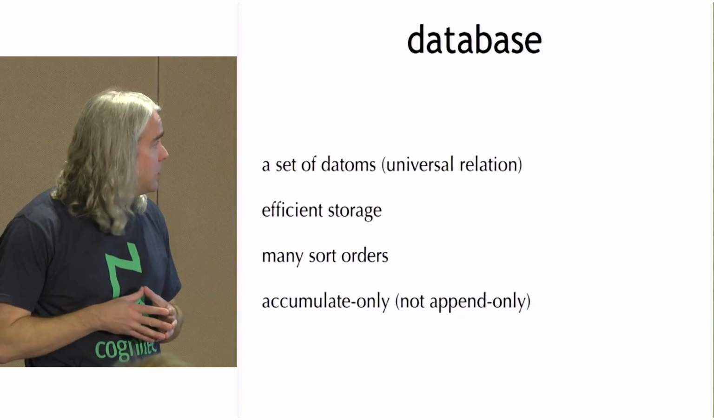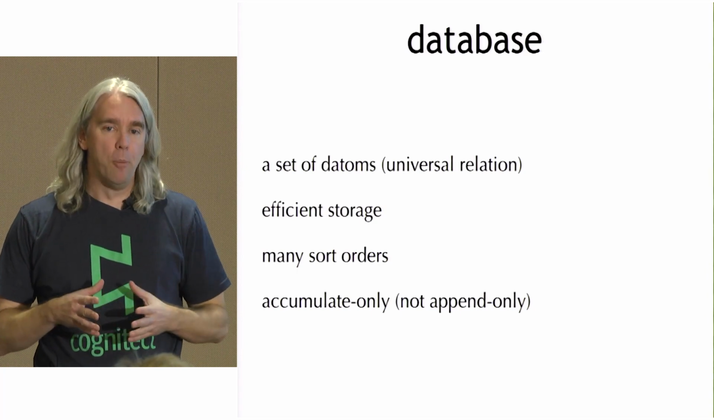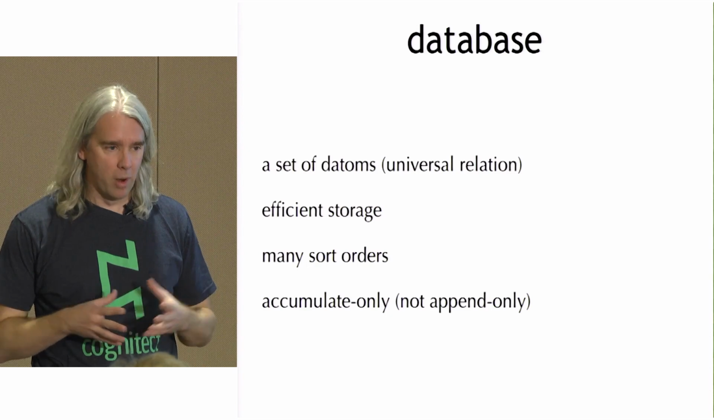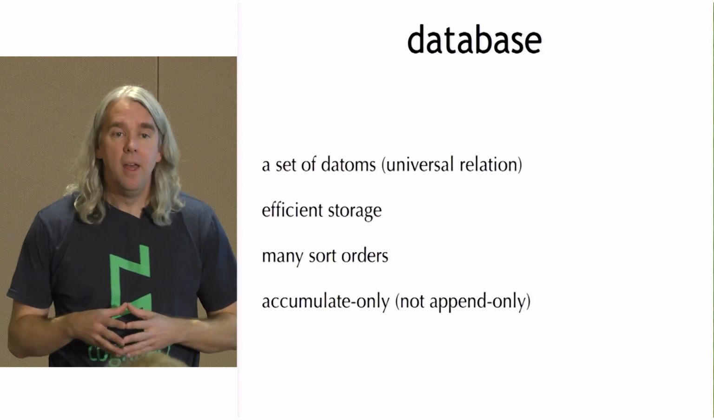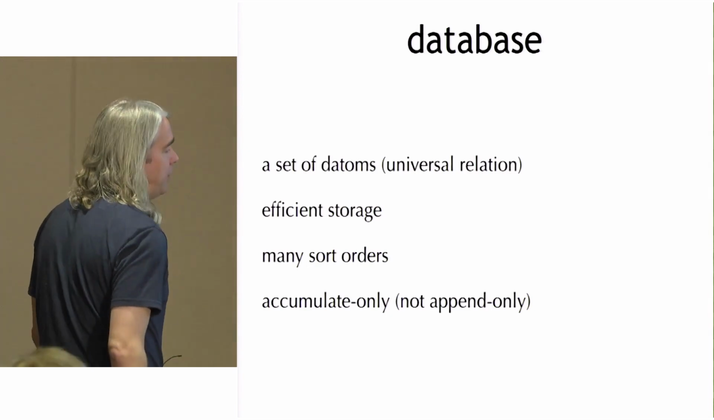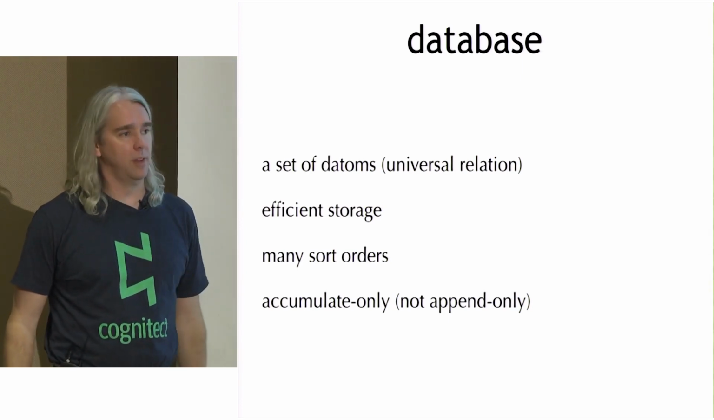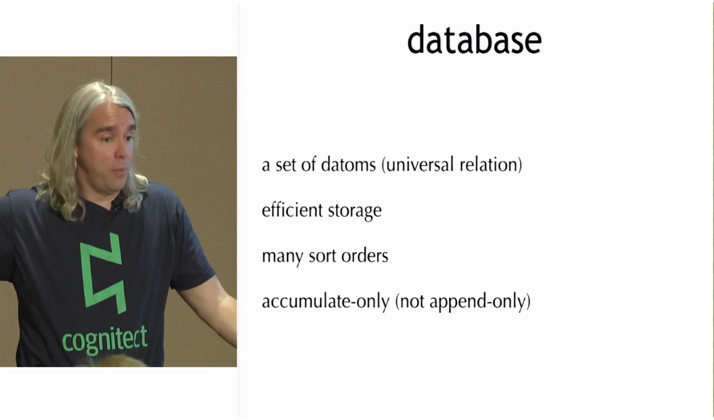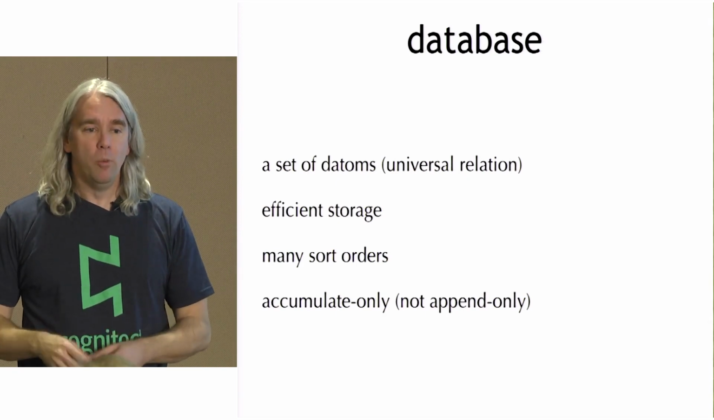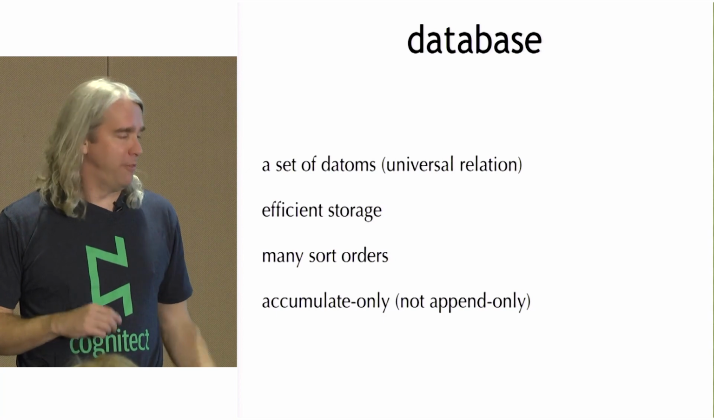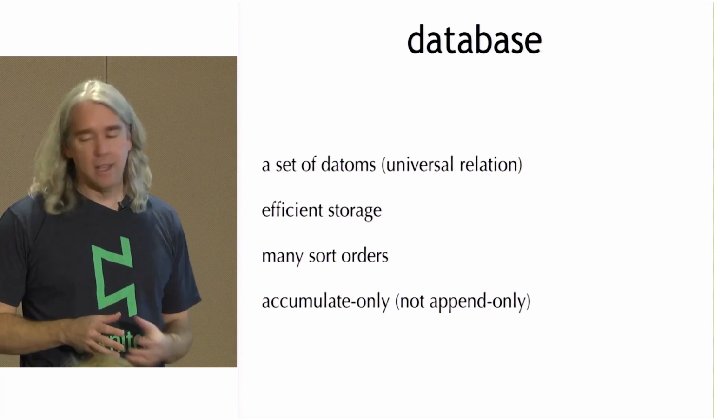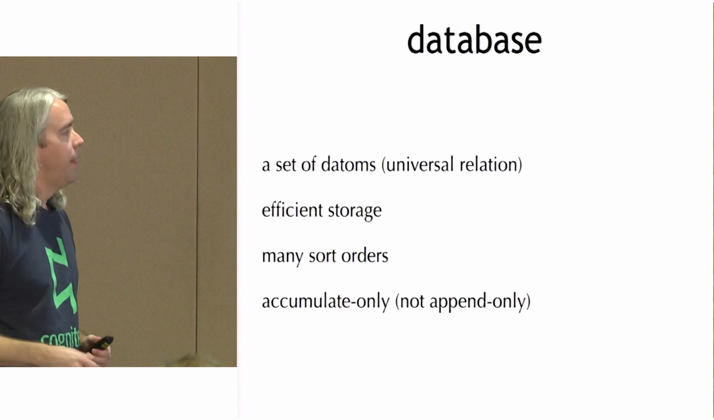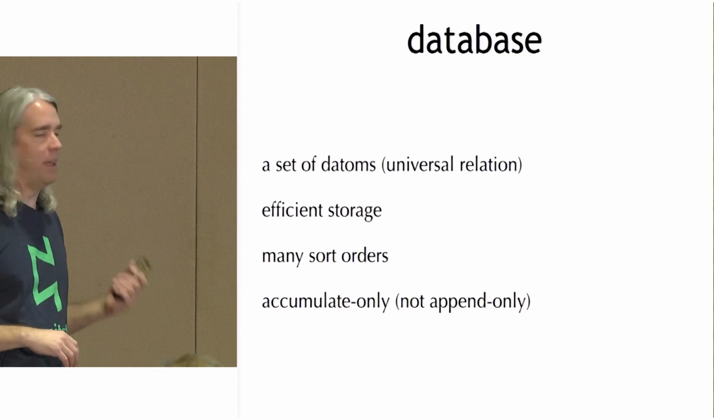Datomic achieves efficiency with an open source binary encoding called Fressian. It's one of the ways that it achieves this efficiency. The other efficiency that it achieves is that it stores many different sorts. Logically, the database itself is unsorted. It just is a set of datums. But when you want to actually get something out efficiently, then you want it to be sorted. So Datomic stores multiple different sort orders on the database. It's accumulate only. It is not append only.